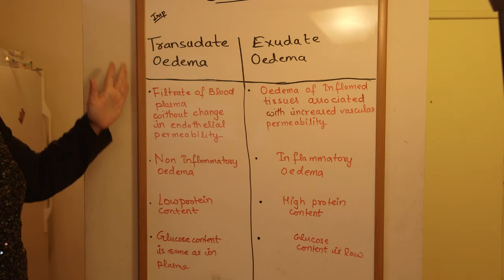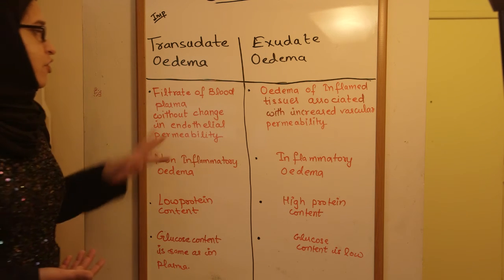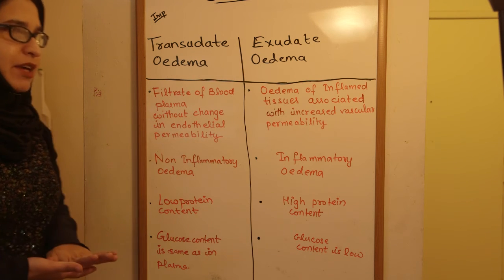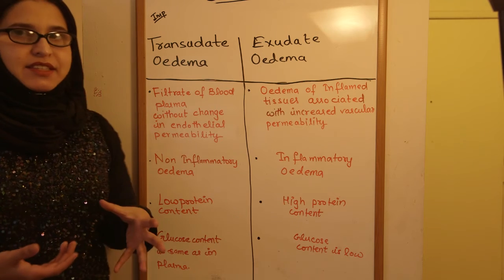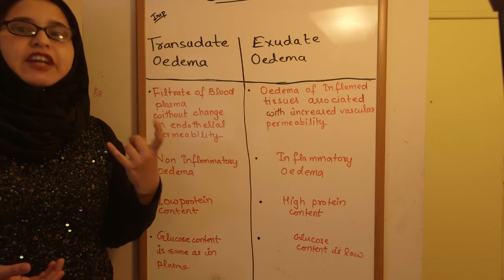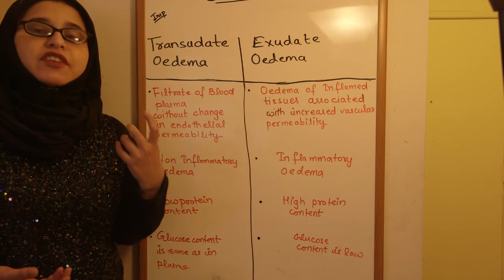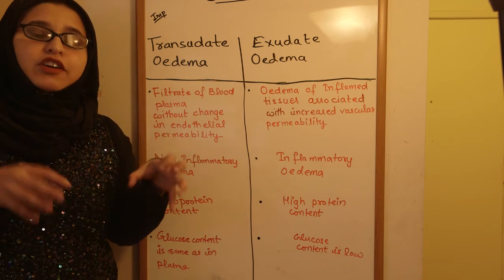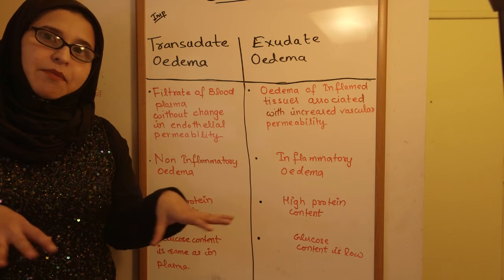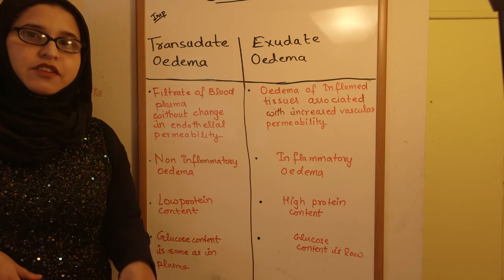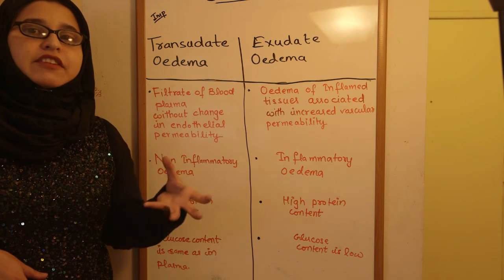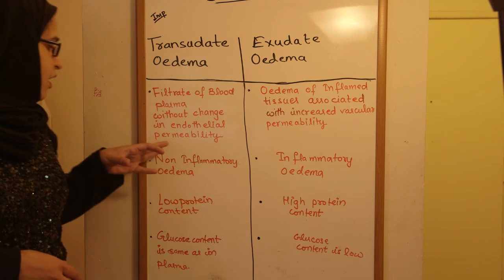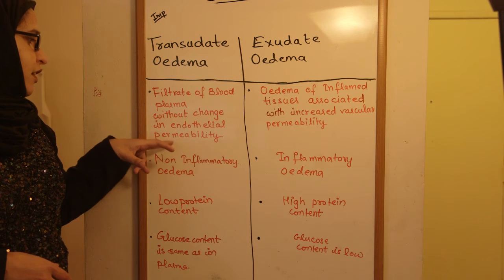Okay, what is transudate edema? It's a filtrate of blood plasma without change in the endothelial permeability. What happens, it is actually a filtrate of blood plasma. Whenever there is an increased pressure in the veins and capillaries, the water flows out from the capillaries into the interstitial spaces, or it can also occur whenever there is low level of plasma proteins. So this is the reason for this.